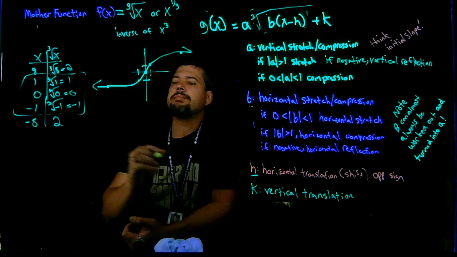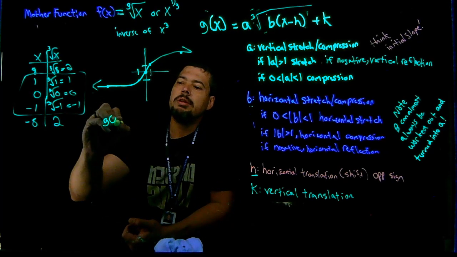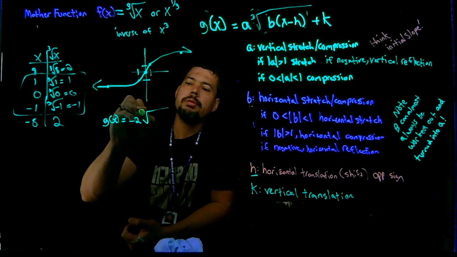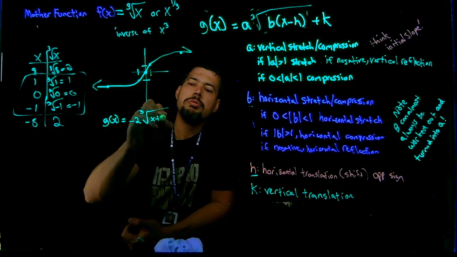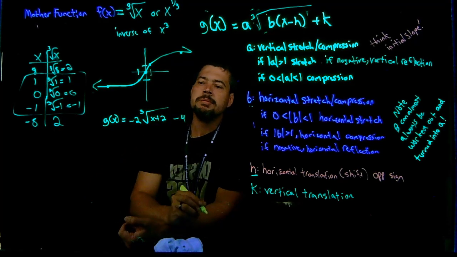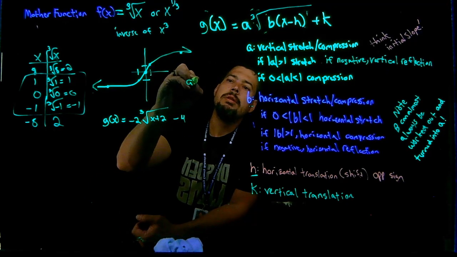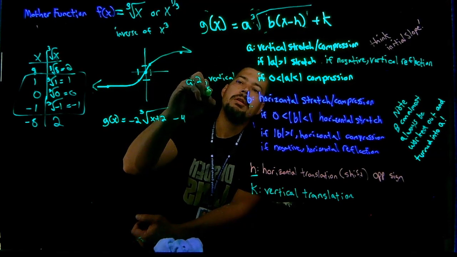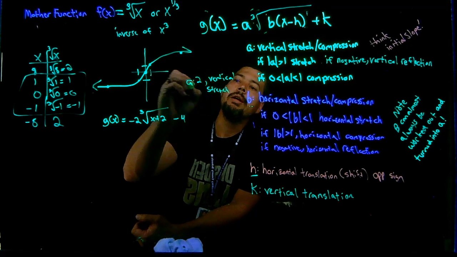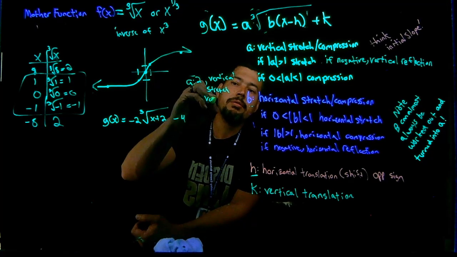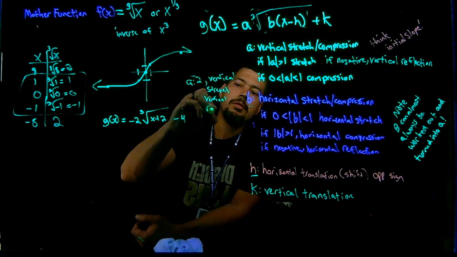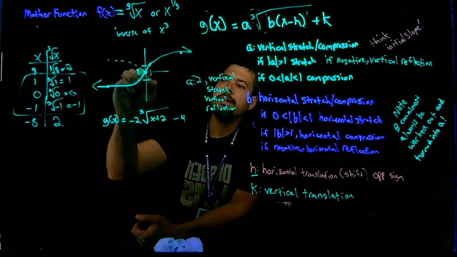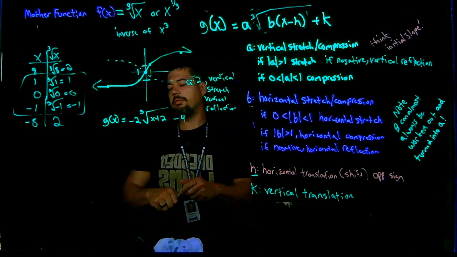Now let's do it. Let's draw a child. Let's do -2 cubic root of x plus 2 minus 4. So a is 2, which means it's a vertical stretch, factor of 2. It's twice as tall. It was negative, so there is a vertical reflection. Instead of doing that, it's going to look something like this. That's what a vertical reflection looks like.